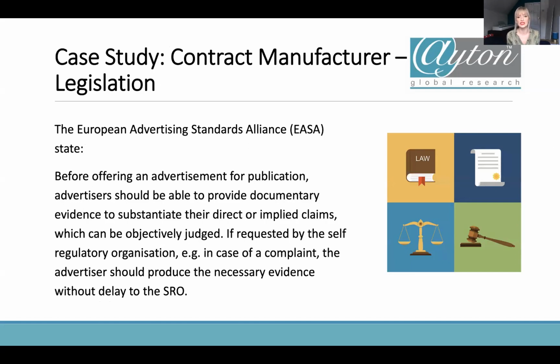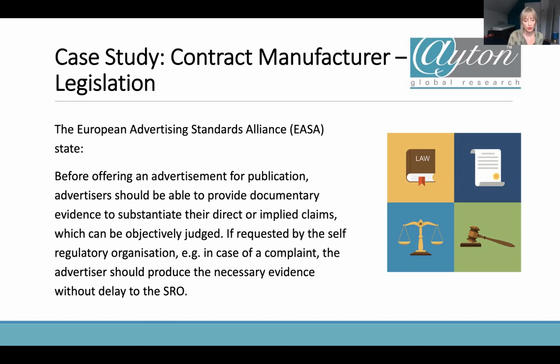And the European Advertising Standards Alliance, so this is a European case study that we'll look at, they say that you need to be able to provide your evidence for your direct or implied claims, basically when you're asked by the ASA. So if someone complains about your product and you get asked to provide the research, it needs to be produced without delay.